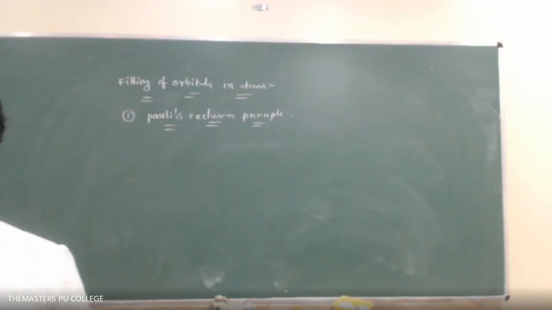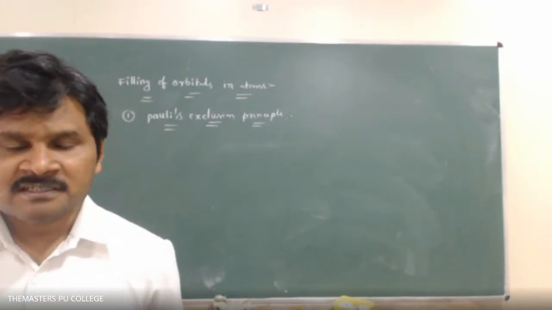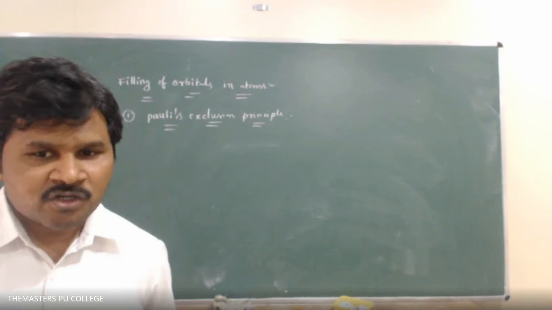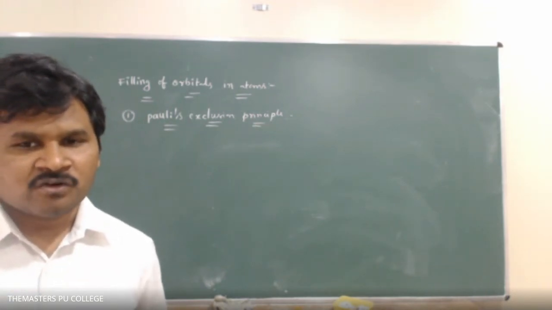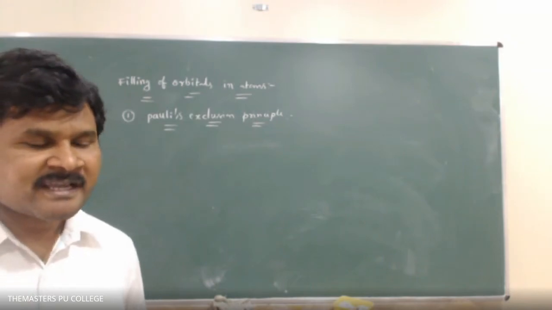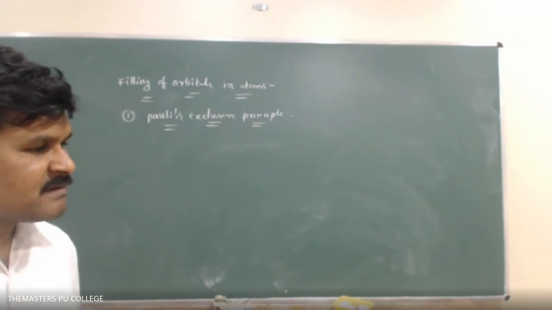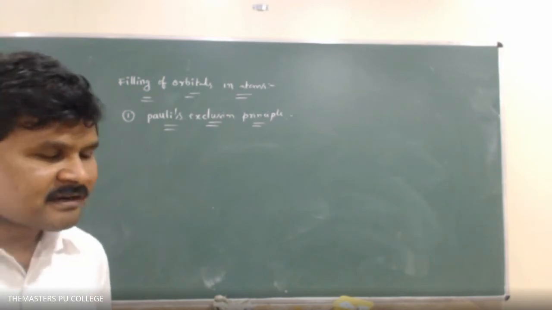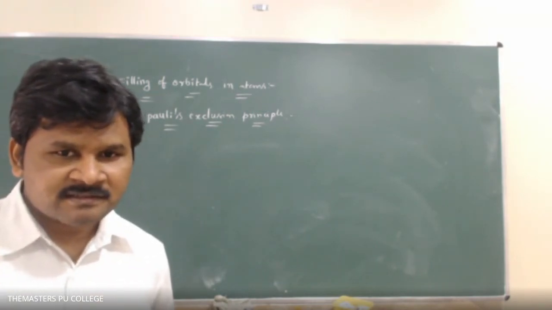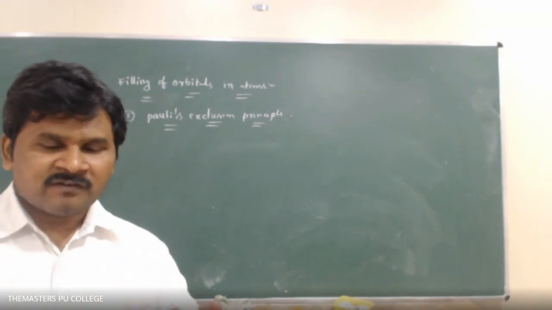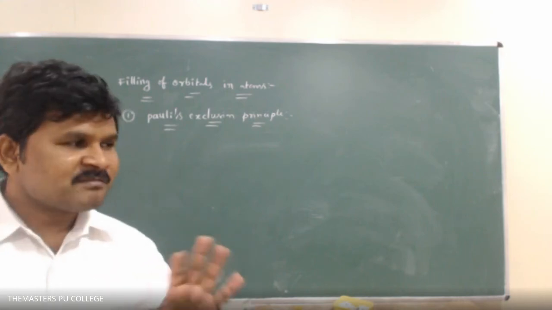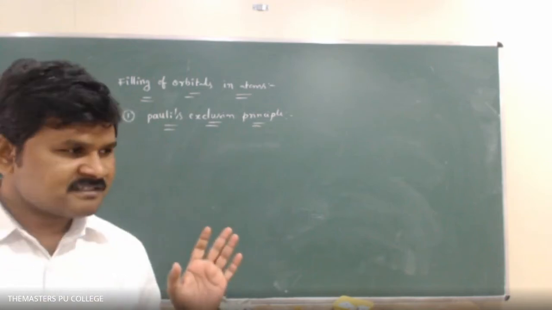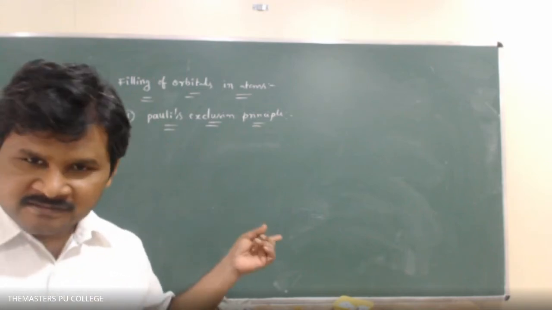I repeat, please check the statement once. No two electrons in the same atom can have the same set of four quantum numbers. It means whatever two electrons in the same atom you take, you won't get the same quantum numbers for those two electrons. That is the meaning of that statement.